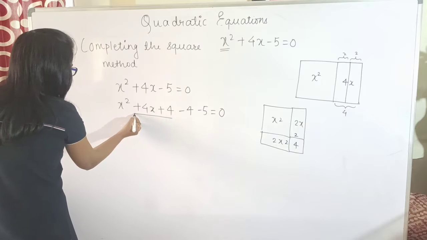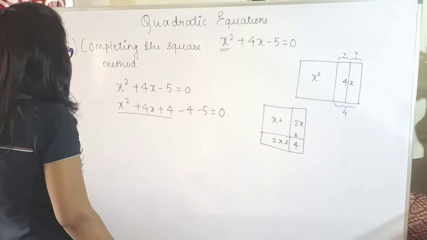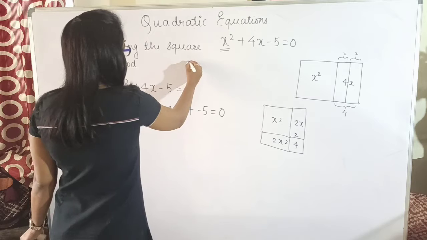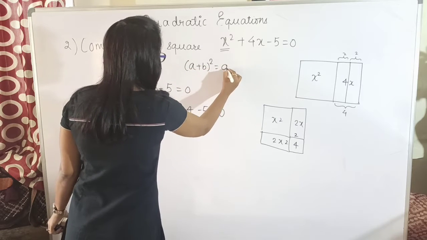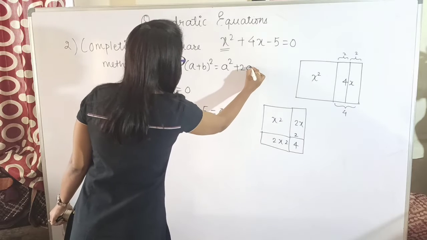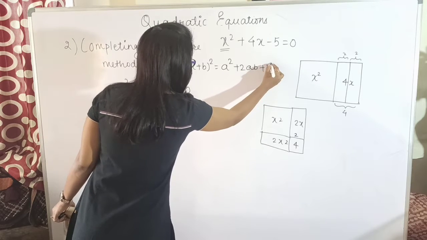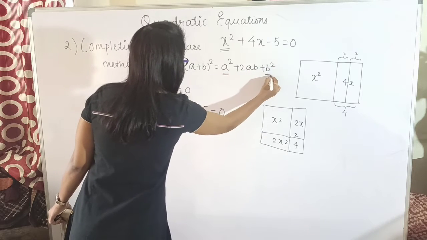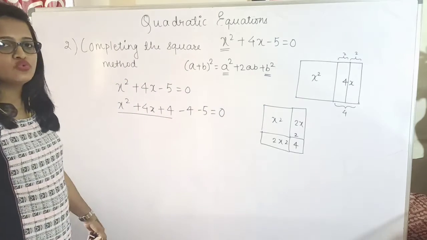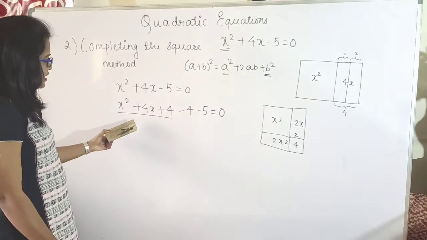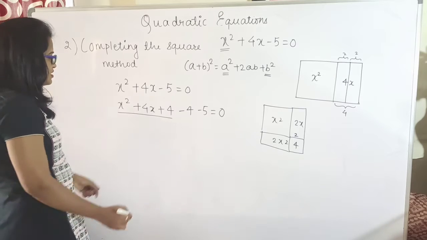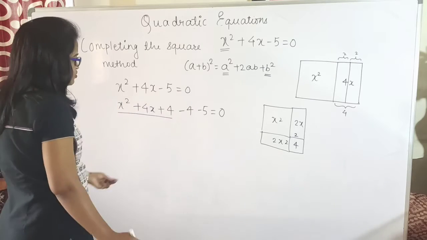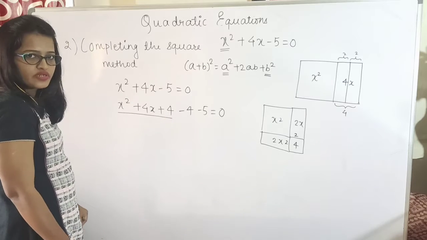Now, as you can see, x square plus 4x plus 4. Do you remember the identity (a + b) whole square? What is its expansion? It is a square plus 2ab plus b square. It means the first and last term, there should be two terms which are squares. If you compare this with the first three terms, I can see that the first term is also a square and the third term is also a square.